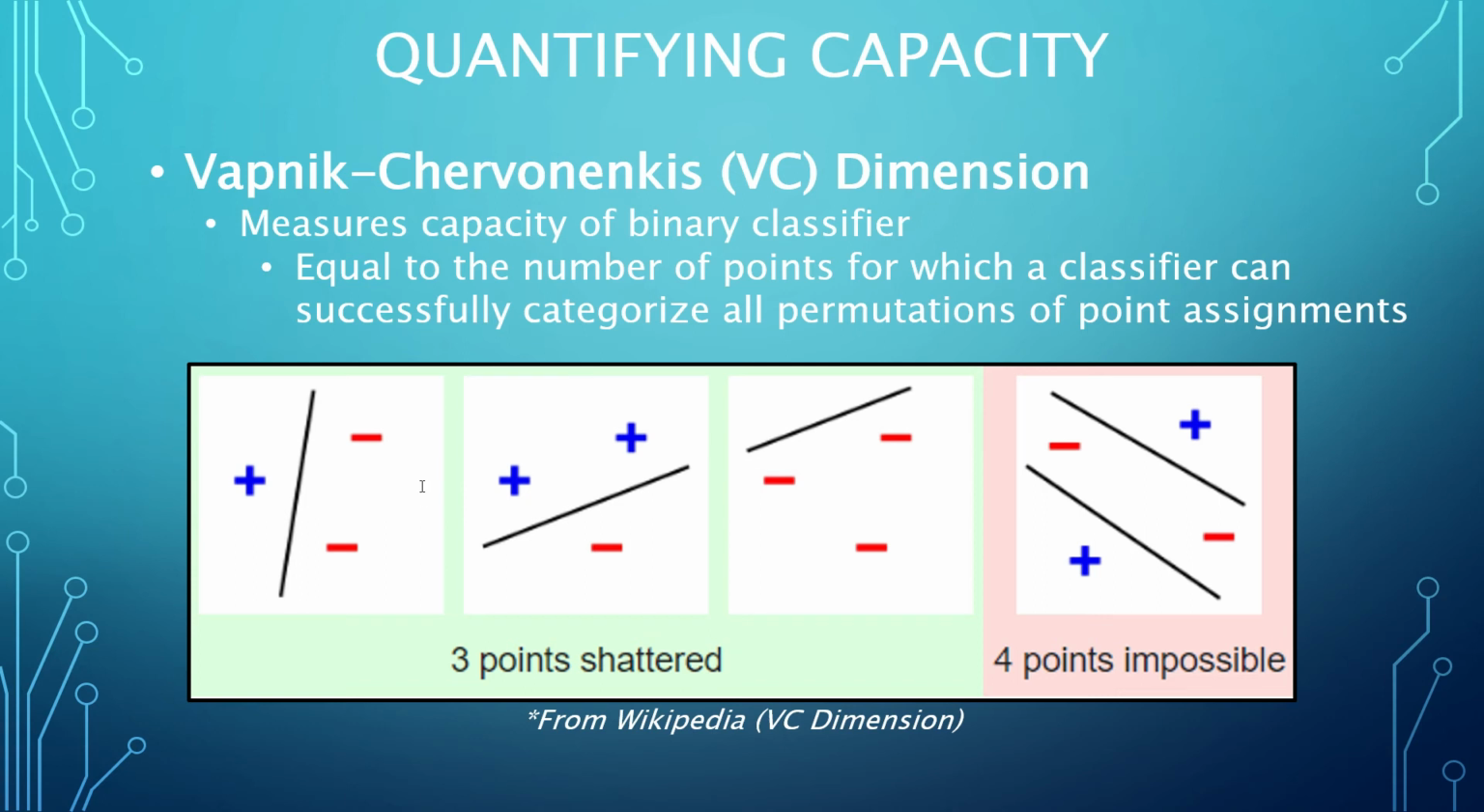The image from Wikipedia clarifies this notion. The 3 left images show 3 of the 8 possible combinations of binary settings for 3 points. The idea is that a straight line can successfully wall off positives from negatives in any of these combinations. On the right, however, you can see that adding a 4th point creates the possibility of a combination that cannot be perfectly categorized or walled off by a single straight line.